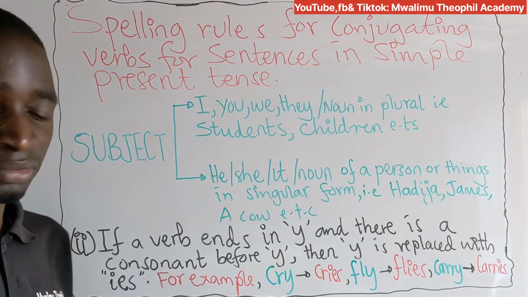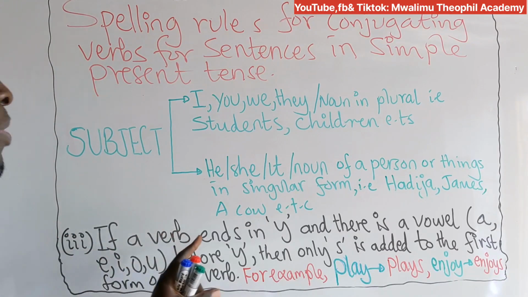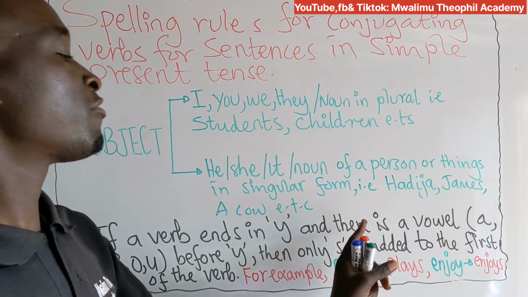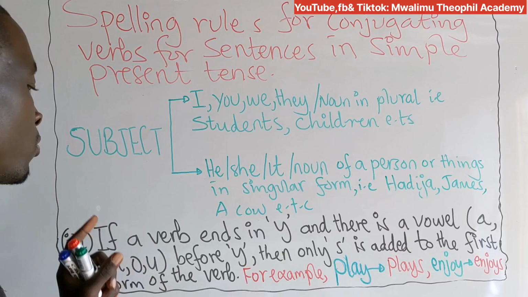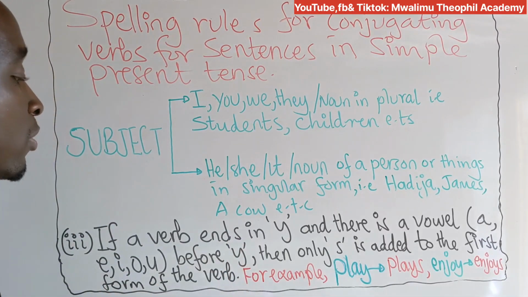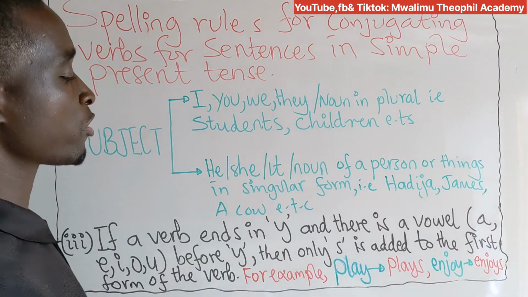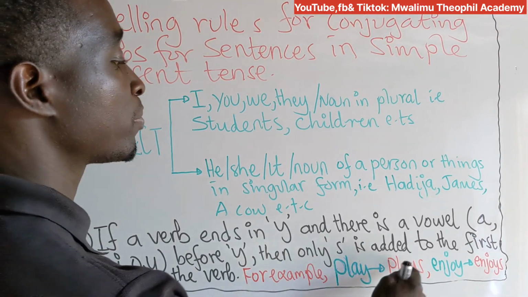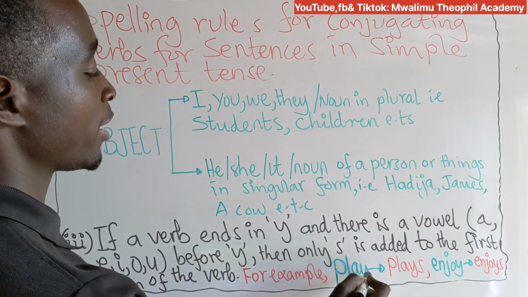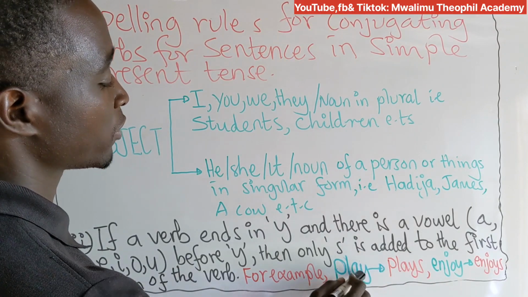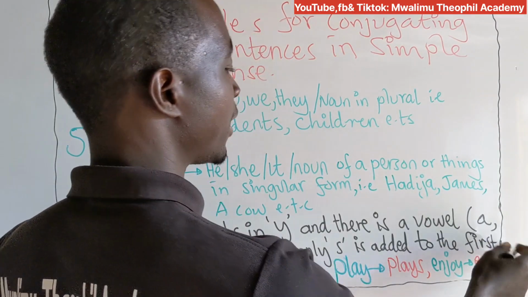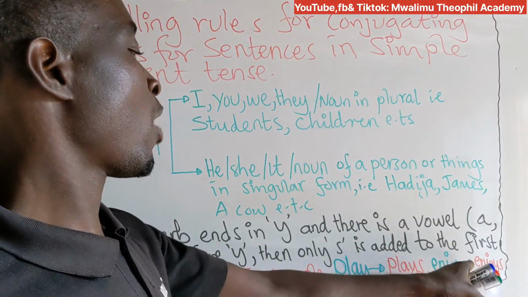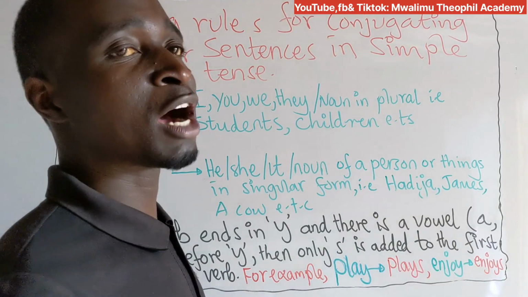Let's go to a third rule. A third rule states that if a verb ends in y and there is a vowel a, e, i, o, u before y, then only s is added to the first form of the verb. For example, a verb like play becomes plays. We just add s as this y has been preceded by a vowel which is a. And a verb like enjoy becomes enjoys. We simply add s as y has been preceded by o, which is a vowel.